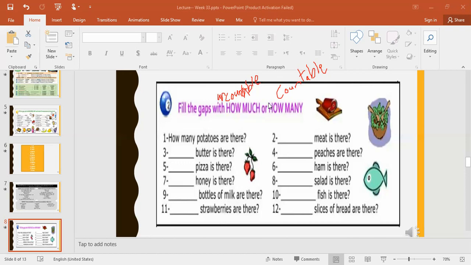Come on, Maya. Peaches are there. How much peaches are there? How many peaches are there? Very good, because we can count them. They are able to be counted. Number 5.